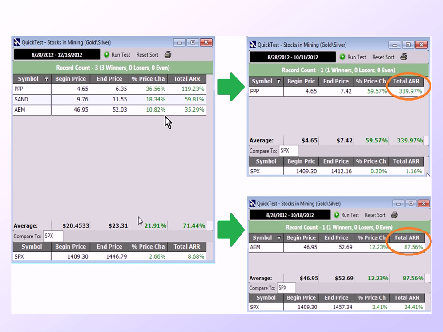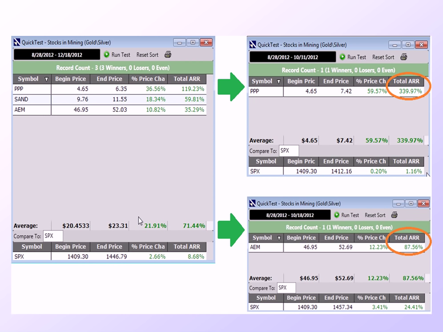Not a huge difference, but again, look at the time frames. So for PPP, the average annualized rate of return is 119% a year. With the 5-day moving average exit, it's 339%. With AEM, the average annualized rate of return is 35%, but looking at how quickly we got out with the 5-day RT moving average, it's up to 87%. Our profits were much more efficient with that earlier exit. This more than doubled our rate of return in both PPP and AEM. We did miss out on Sand, but I'm okay with that, especially if I'm getting these kind of results.